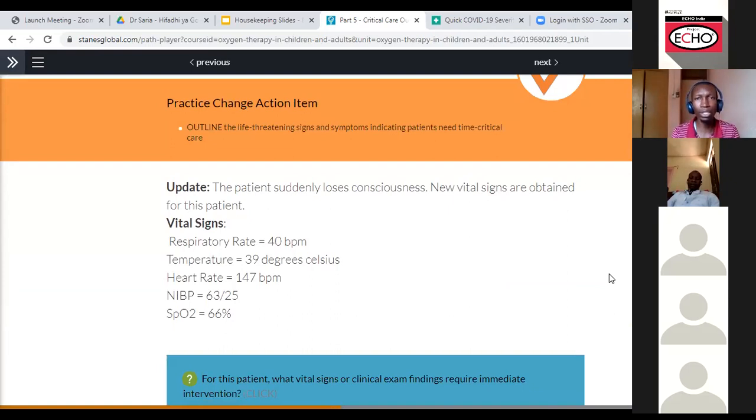So we have the same patient whom we started with up there. Now this is the situation. Suddenly, the patient loses consciousness. It means you can't even communicate with him. The new vital signs you check, you find the respiratory rate of 40, temperature from 37 now is 39, heart rate is 147, pressure which was 100 and something systolic now systolic is 63 and diastolic of 25. And SpO2, which was in the early 90s, I think it was 92, now has gone down to 66%.